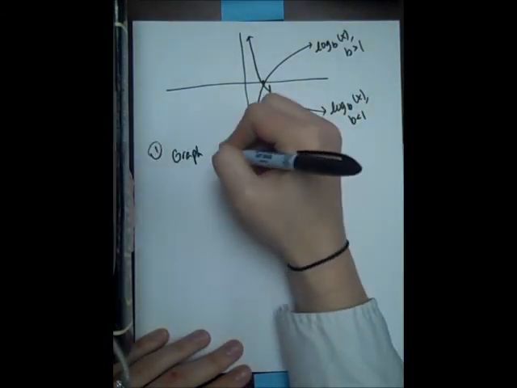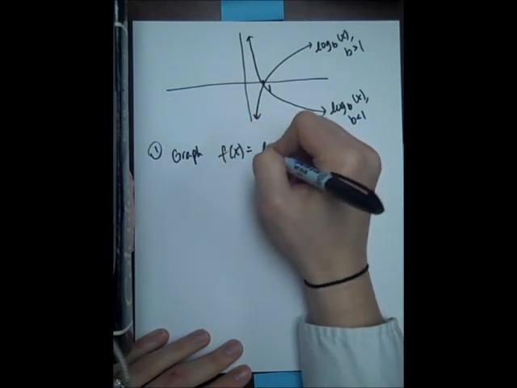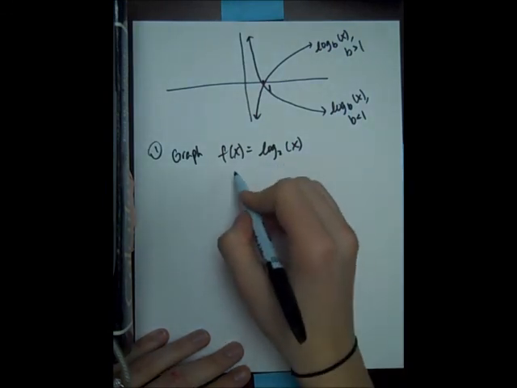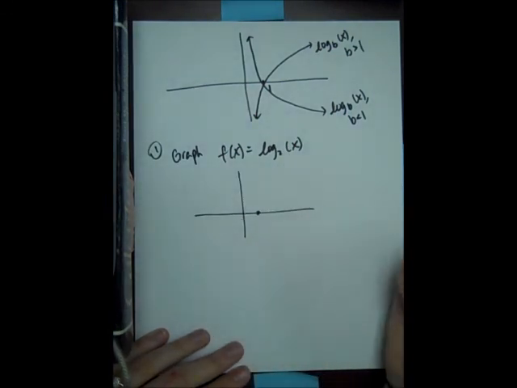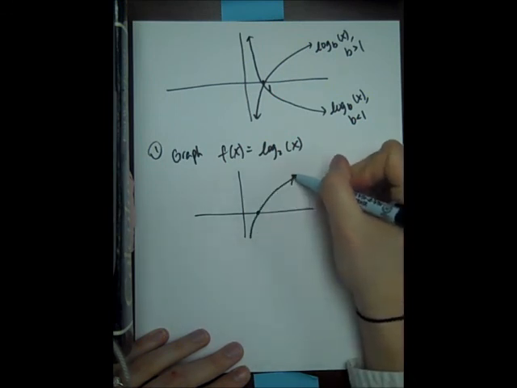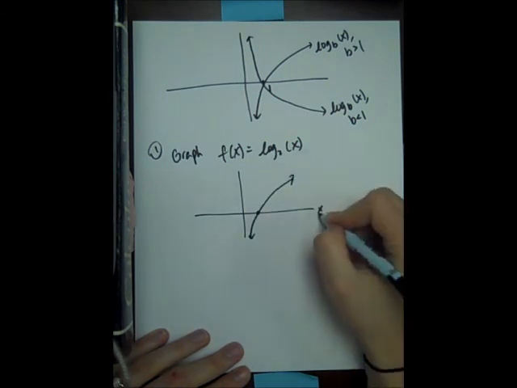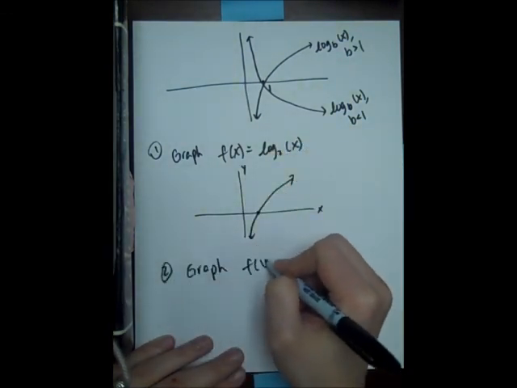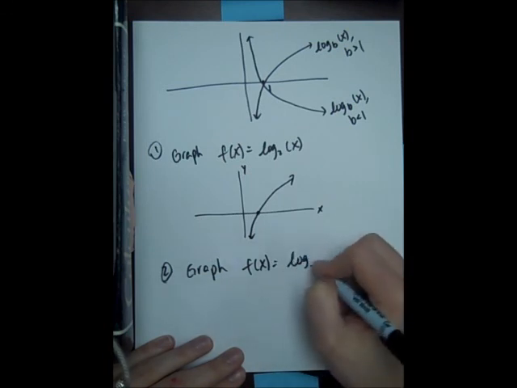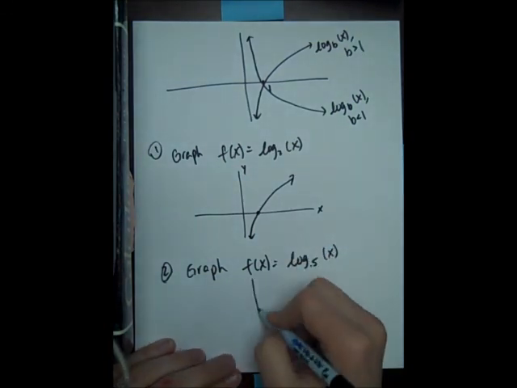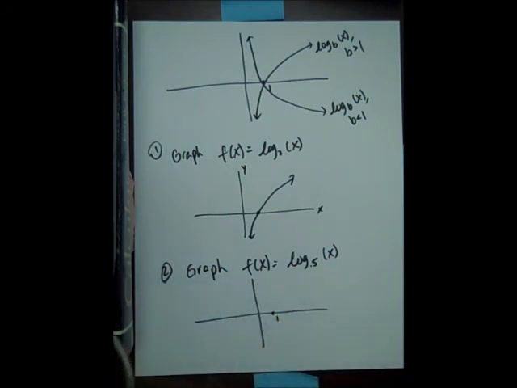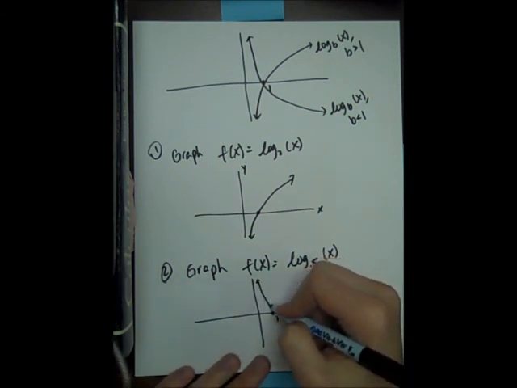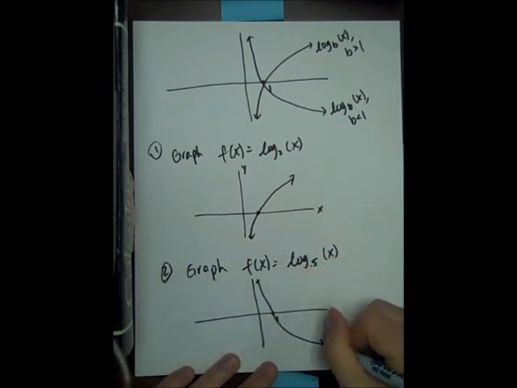Two examples. First one, let's graph f of x equals log base 2 of x. Here my base is larger than 1, so I'm going to go through the point 1, 0, and then I'll have an increasing function. Second example, let's graph f of x is log base 0.5 of x. Still going to go through the point 1, 0, but now I have a base that's less than 1, so that's my graph. So this is f of x.